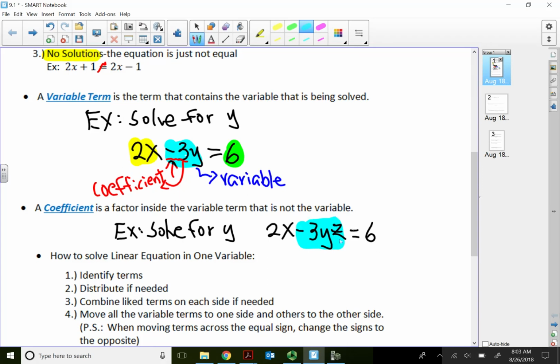The term I highlighted has to be my variable term because that's the only term that contains the variable y. If y is the variable, what are negative 3 and z? Those two factors now become my coefficient. That's what coefficients are. Coefficients are factors. A coefficient is a factor or factors inside the variable term that is not the variable.